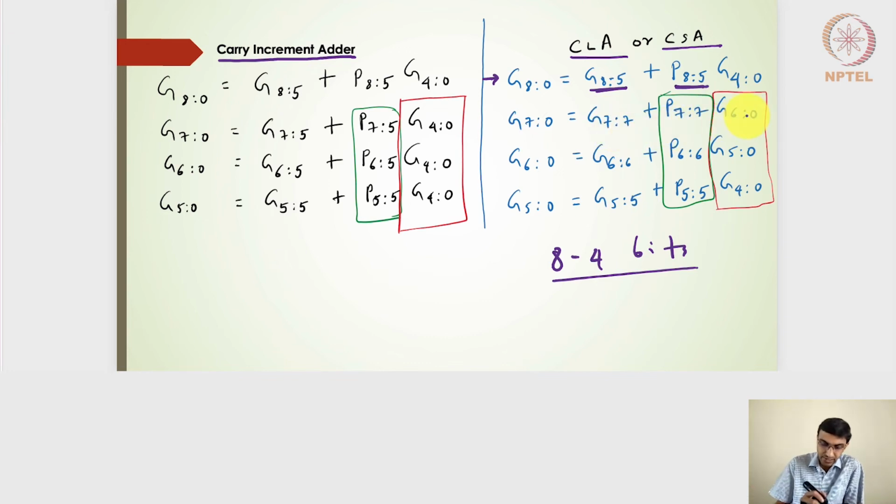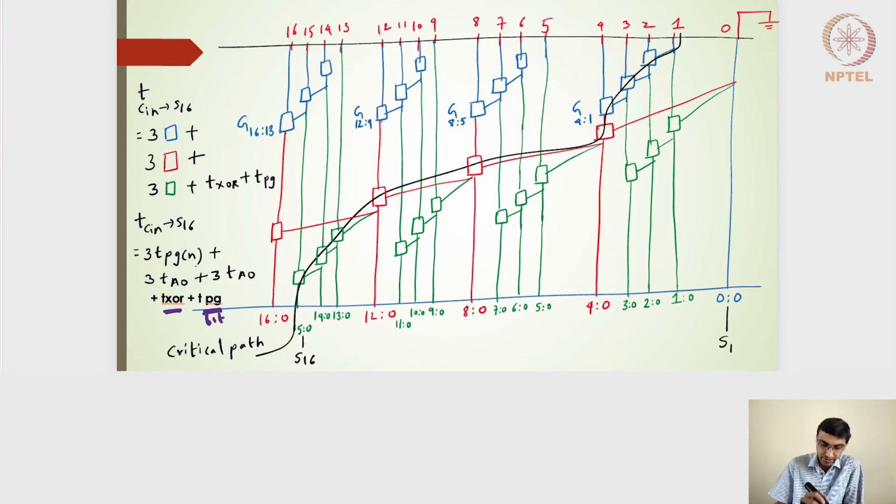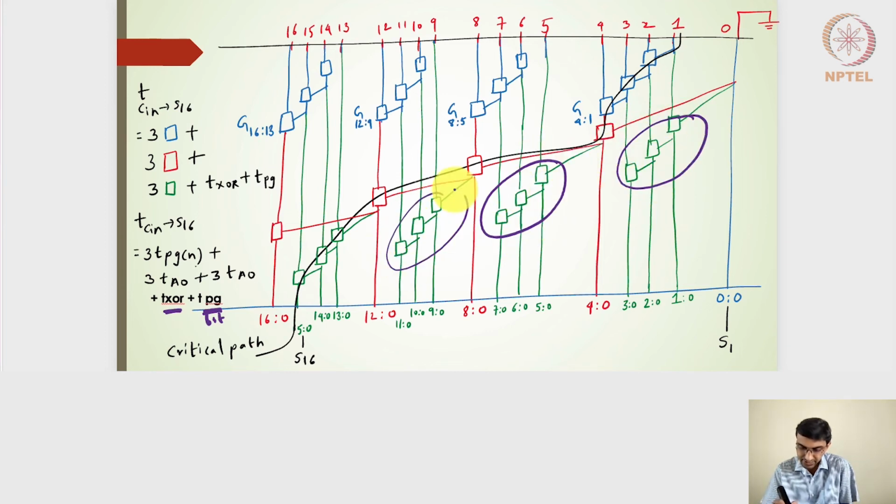So if I look back into my PG level diagram here for the carry look ahead, I'm talking about this particular 3 gates here, 3 AND and OR gates, 3 AND and OR gates, 3 AND and OR gates here, right?